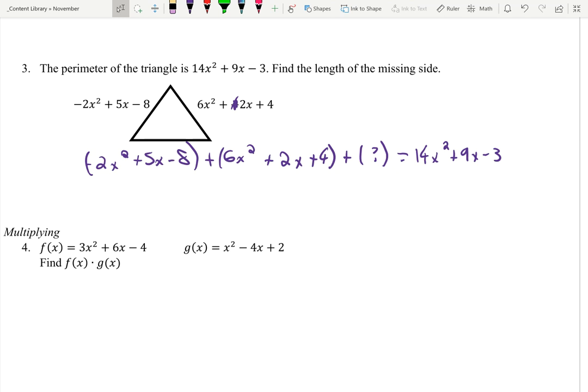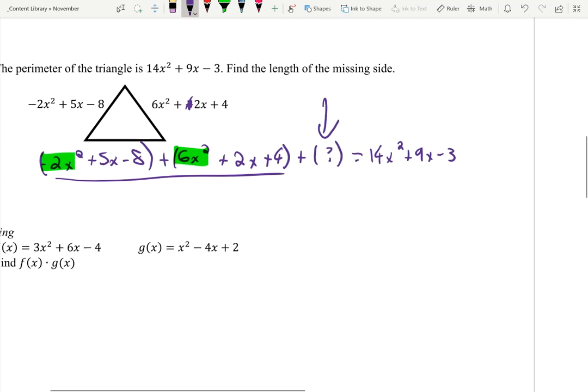So to fill in this gap, to find out what this third side is, let's first start by combining these two sides that we already know. Let's go ahead and combine the like terms of all this stuff over here. So we'll start with the x squared. So negative 2x squared plus 6x squared. Negative 2 plus 6 will make 4, so that'll be 4x squared.